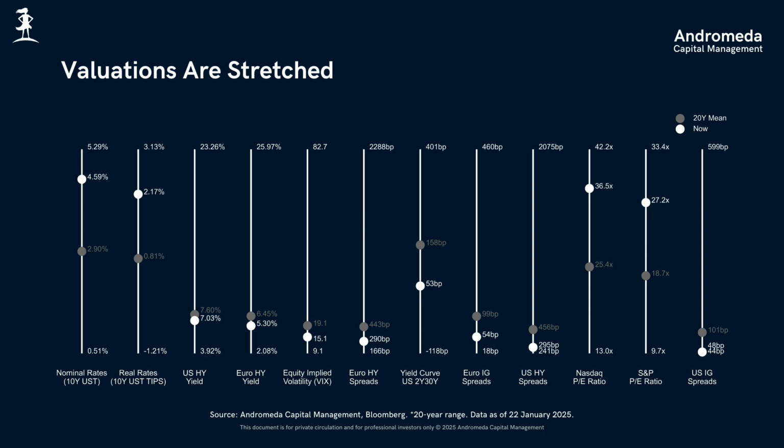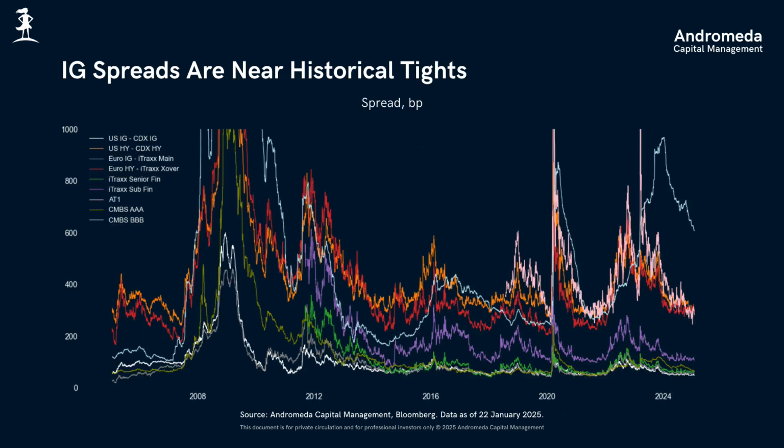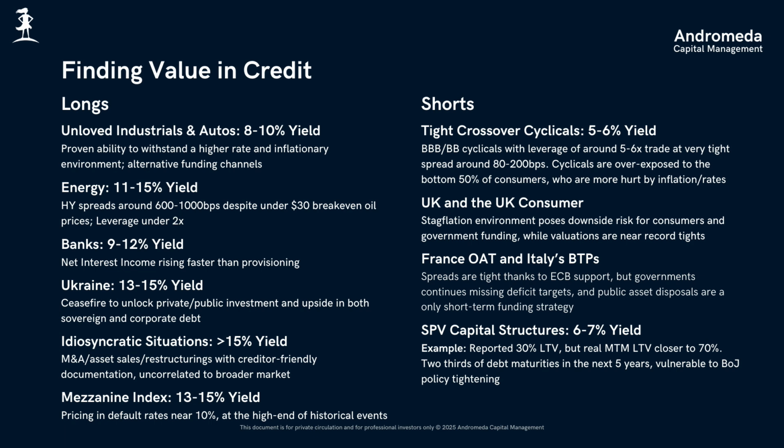Being in anything that has a long bias does not really help. It's very hard to see it as a sustainable trade. But at the same time, within the universe of credit, where spreads have tightened a lot, there are interesting opportunities on the long and the short side. I would just discuss a few.